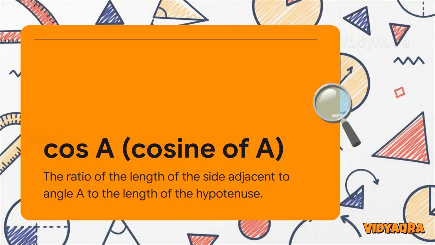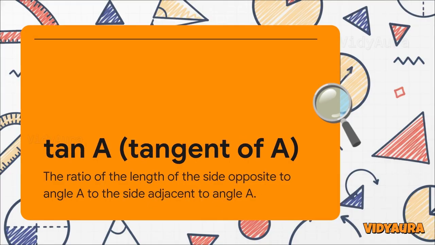So cos A is adjacent over hypotenuse. And our third main ratio is tangent, written as tan. Tangent is the ratio of the opposite side to the adjacent side. Now, a lot of students use a simple phrase to remember these 3. SOHCAHTOA. Sine is opposite over hypotenuse, cosine is adjacent over hypotenuse, and tangent is opposite over adjacent.